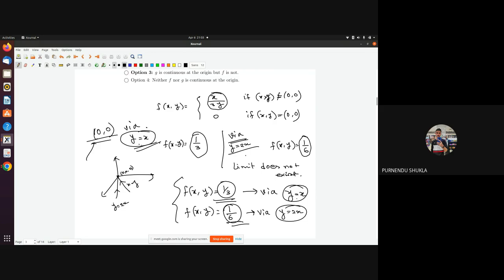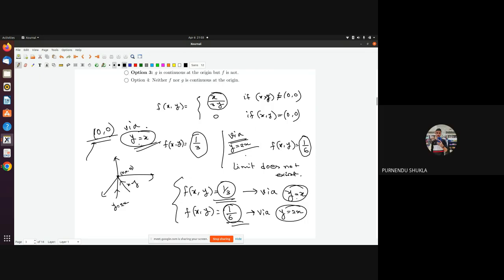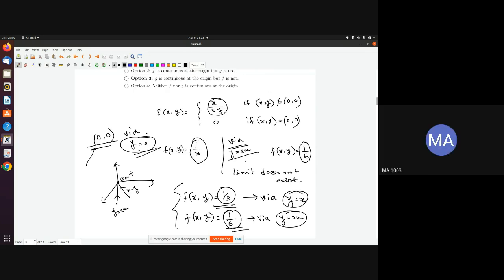Sir, but one doubt. This path, we can take any path? Yes, you can take any path. It's just that the values should not be the same, to contradict the statement. Exactly, to contradict the statement that the limit exists. And what you were saying previously, about some functions for which the limit will not exist always.